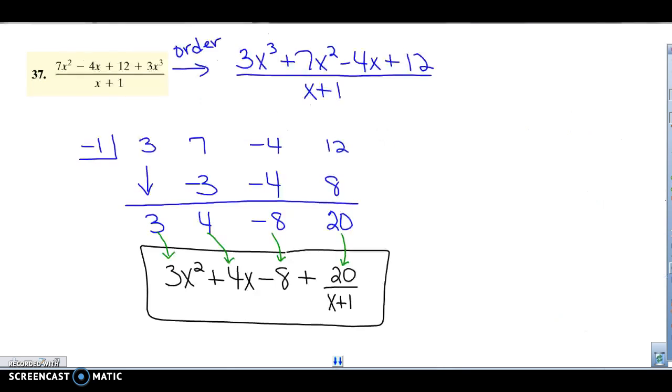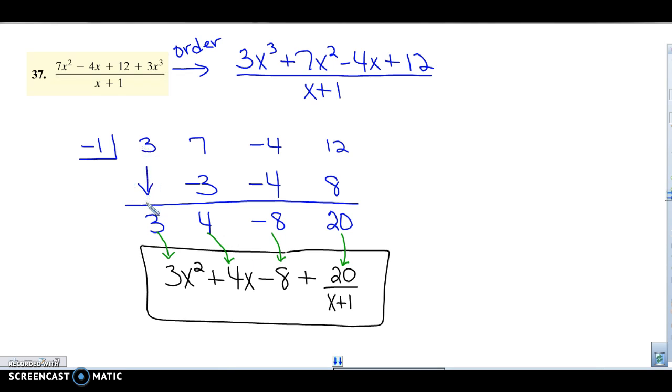minus 1. In this example, we start off realizing that we need to put everything in order. So the highest power is written first, 3x to the third, then x squared, then x to the first, and then the constant. In the divisor, it would also need to be in order, which it is. Once you have that taken care of and every degree is represented, you then are going to identify c as being -1, and then you're going to write down each of the coefficients in your dividend. So 3, 7, -4, and 12 is what we write here. Leaving this line blank and then beginning the process of bringing down, multiplying and adding.